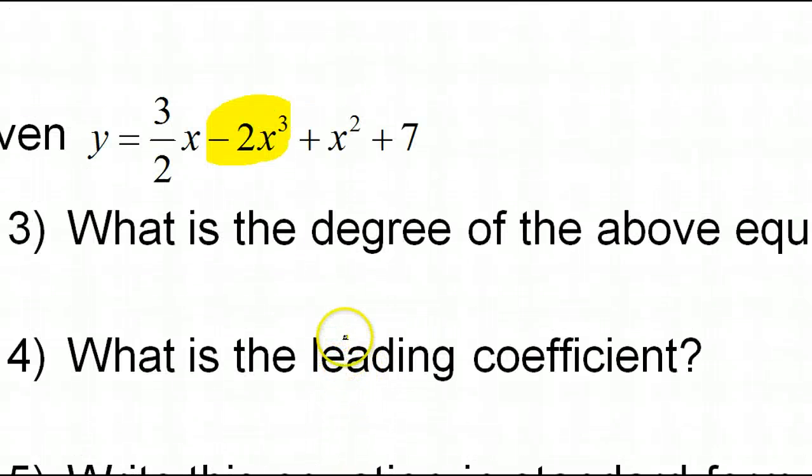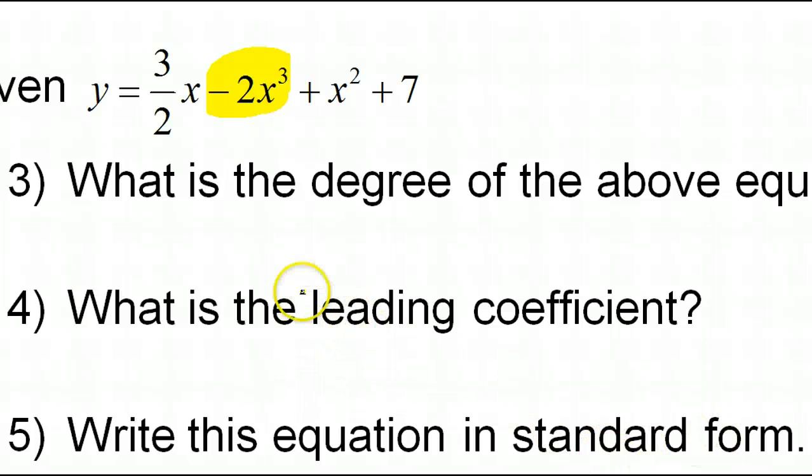So as far as standard form, which is what we're going to do right now, we have to put all the terms in order so that the highest exponent is first, and then it decreases from there. So we have exponents 3, 2, this is like x to the 1 power, and this term is like having x to the 0 power.